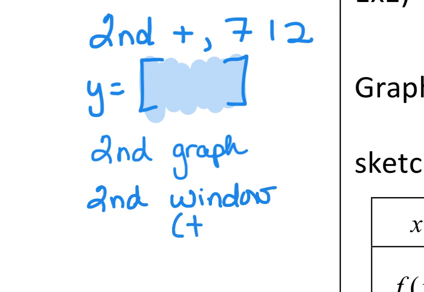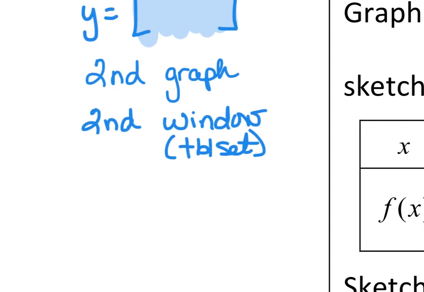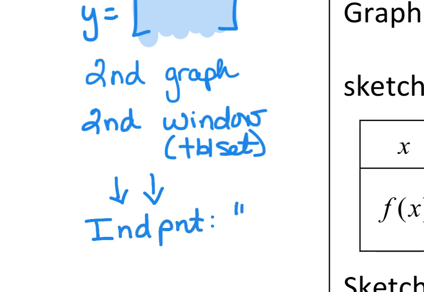It actually says TBLSET above the window button. So you want second window. And when you do that, you'll see that if you arrow down a couple of times, it says INDPNT. That's independent. And you want to change that to the word ask. So it's just a toggle. So you put your cursor over the word ask and press enter.